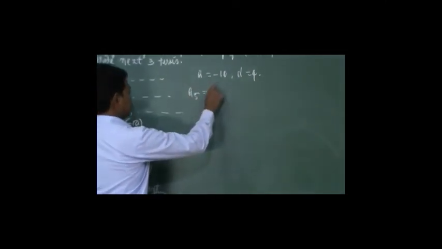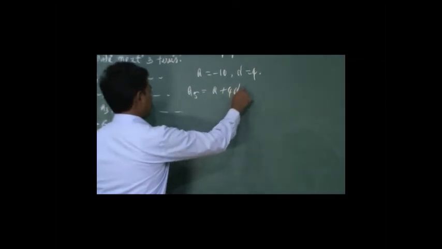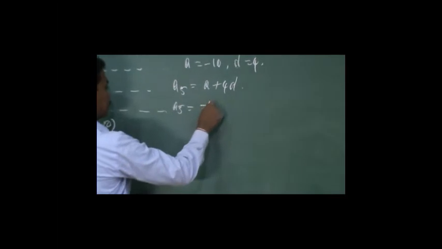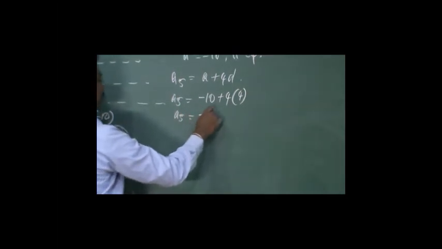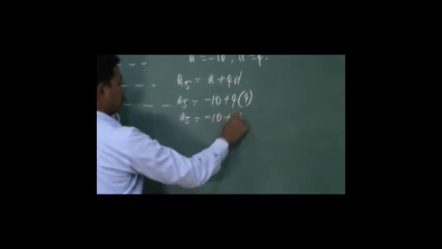So already 4 terms are given. Sorry, next 3 terms. Already first 4 terms are given. Then you have to find out the next 3 terms, that is 5th, 6th, and 7th. So let us find out the 5th term. It can be written as A plus 4D. So A5 is equal to A is minus 10 plus 4 into D is 4. So A5 is equal to minus 10 plus 4 4s are 16.